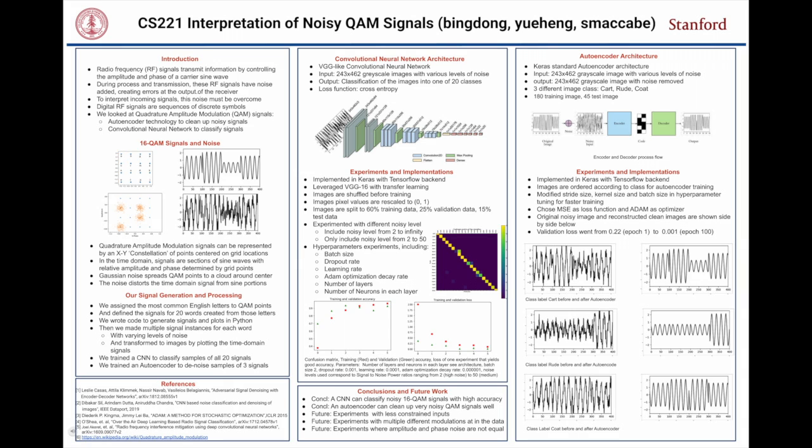The CNN input format is 243 by 462 pixel grayscale images with various levels of noise. The CNN's output is classification of the images into one of 20 classes. Our CNN loss function is cross-entropy. The CNN is implemented in Keras with a TensorFlow backend. Images are shuffled and we rescaled the pixel values to a range of 0 to 1. Due to the characteristics of our signal, for example, a flipped signal may be the exact trace of another valid signal, we did not flip, shift, rotate, or zoom the image. Image datasets are split to 60% training, 25% validation, and 15% test.